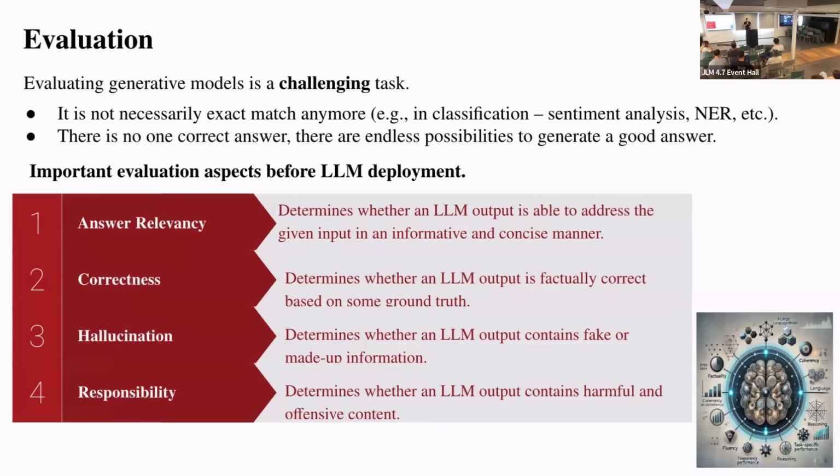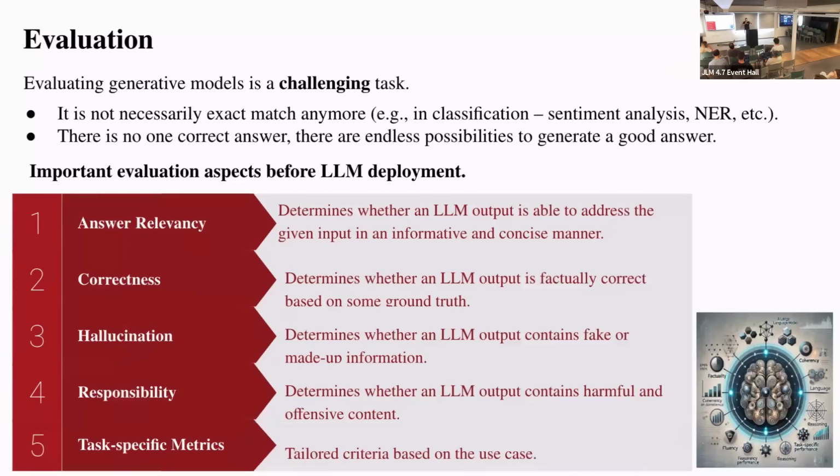And then we have responsibility, which determines whether an LLM output contains harmful and offensive content. So we don't want our LLM to be aggressive, offensive, or toxic. Okay, so all of the four categories, I think they are general for every LLM, for every task. And then you have the fifth one, which is task-specific metrics, which are tailored criteria that you develop for your use case. So for example, next week, I will show you how we develop metrics for our task in VideoLeap. So in addition to the general aspects that I showed you, you have the task-specific metric that you want to optimize for.